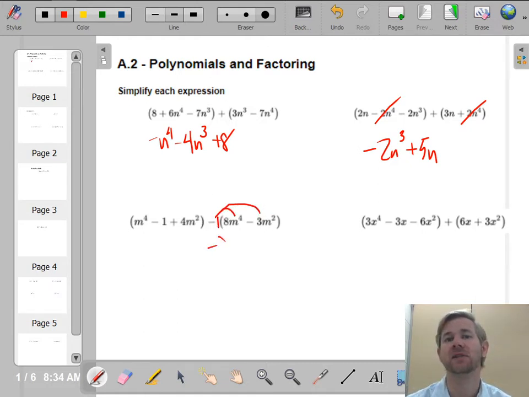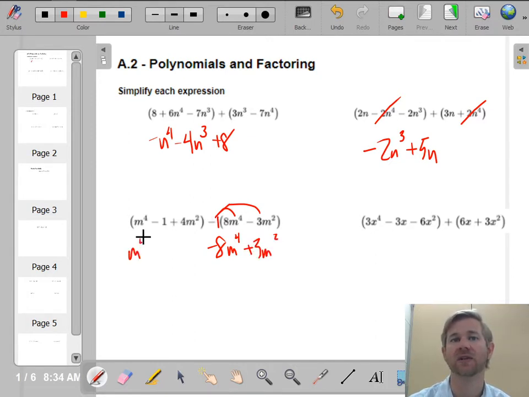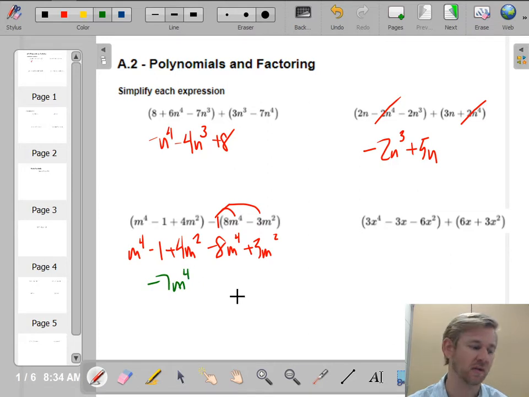This next one, though, does have a minus sign, so you do need to remember that you're distributing the negative. So it's going to be minus 8m to the fourth, and negative times negative is positive 3m squared. This won't change because it's a positive on the outside. So I get rid of the parentheses first. Now I need to combine like terms. So I'll look for m to the fourth. 1 minus 8 is negative 7m to the fourth. How many m squareds do I have? 4 plus 3 is 7m squared, and then you just have a minus 1 on the end.